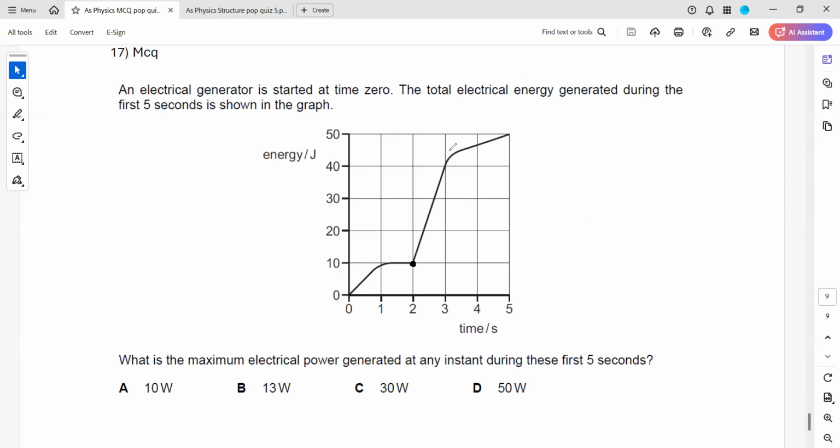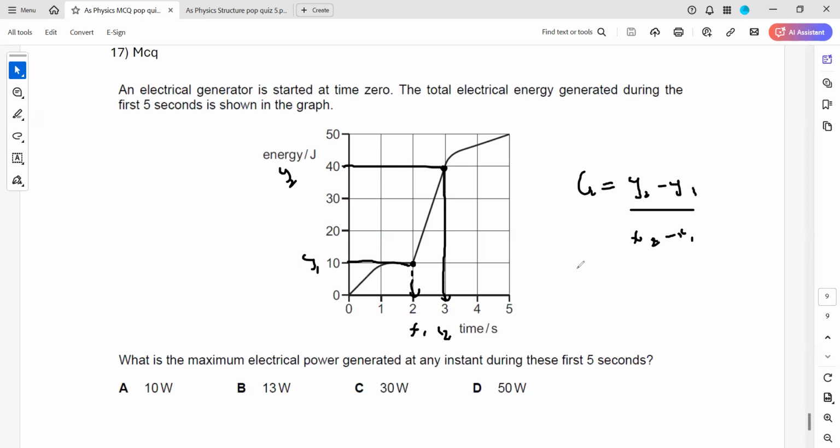So how to work out the slope? This will be x1, this will be x2, this will be y1, and then y2. Use the formula for the gradient, which is y2 minus y1 over x2 minus x1. So y2 was 40, y1 is 10, x2 is 3, and x1 is 2. So it will be 30 divided by 1, which is equal to 30. So we'll get C as the right answer.